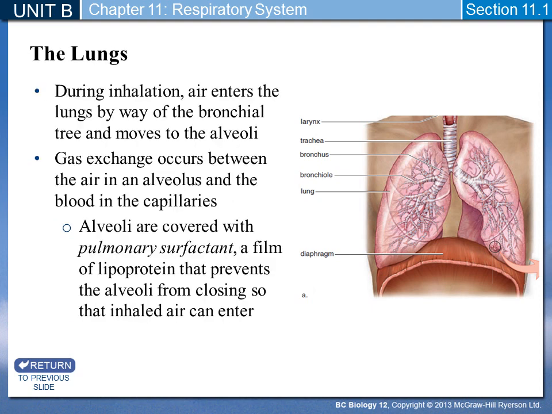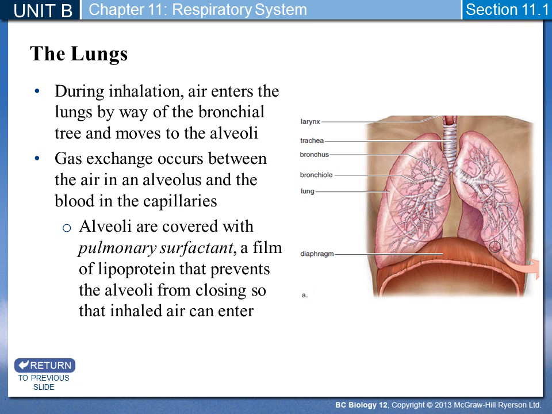Now, during inhalation, air enters the lungs by the bronchial tree and moves to the alveoli. The gas exchange occurs between the air in the alveoli and the blood in the capillaries. Inside the alveoli is what's called a pulmonary surfactant. It is a film of lipoprotein that prevents them from closing off so that inhaled air can enter.